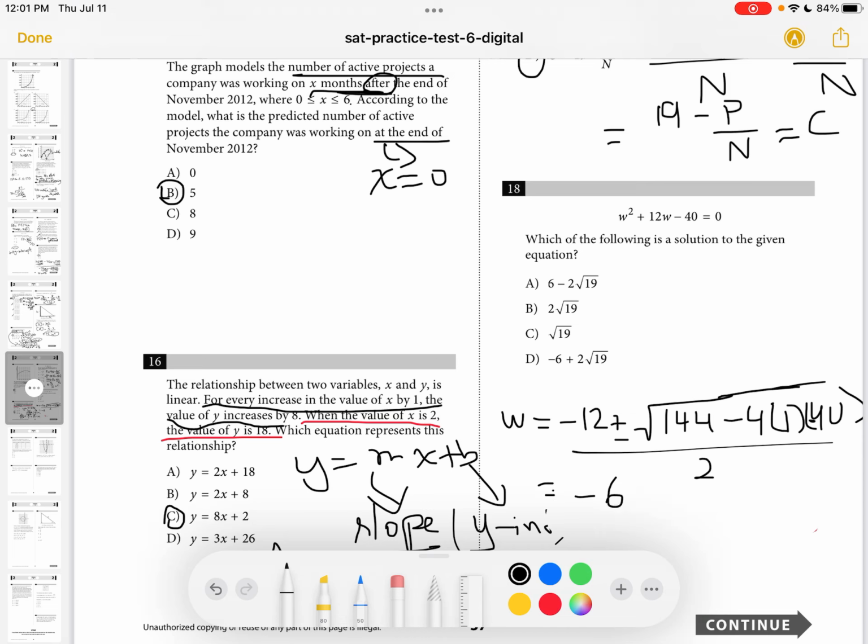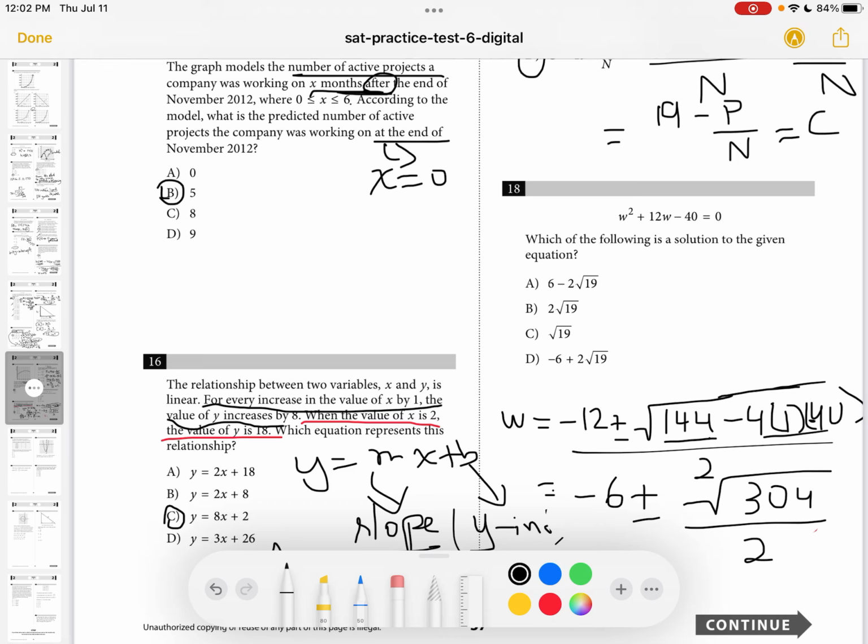So it'll be negative 6 plus or minus the square root of b squared minus 4ac. Square root of 144 plus 160, which is 304. Over 2. Or not by 2, I already divided negative 12 by 2. So it's negative 6 plus or minus root 304 over 2, right?